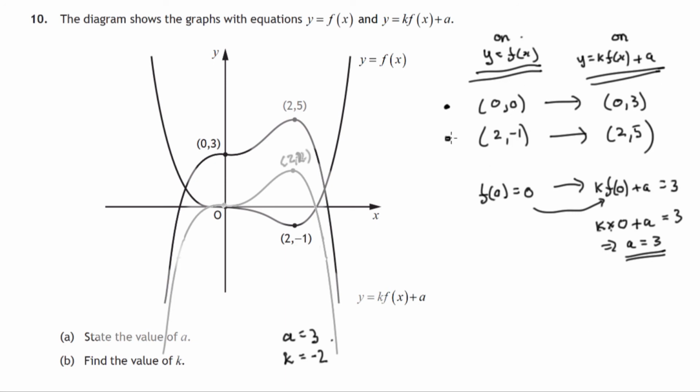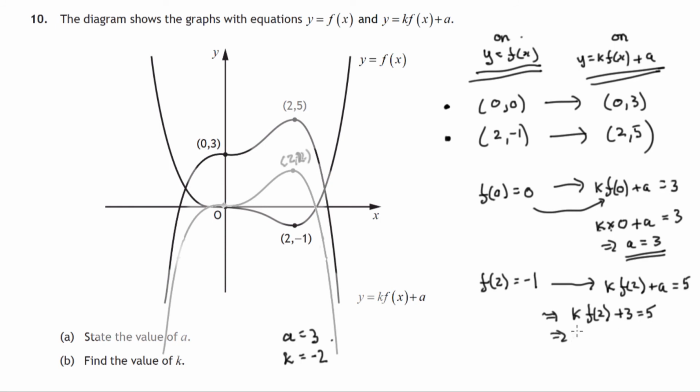Let's now use the information from this second point. We know that if x is 2, y ends up as -1, and we're on the curve y equals f of x. So that means f of 2 is equal to -1. And let's move over to where that goes. That's 2, 5. So we know that if x is 2, y is 5. So k times f of 2 plus a is equal to 5. But we've already worked out that a is 3. So that means that k times f of 2 plus 3 is equal to 5.